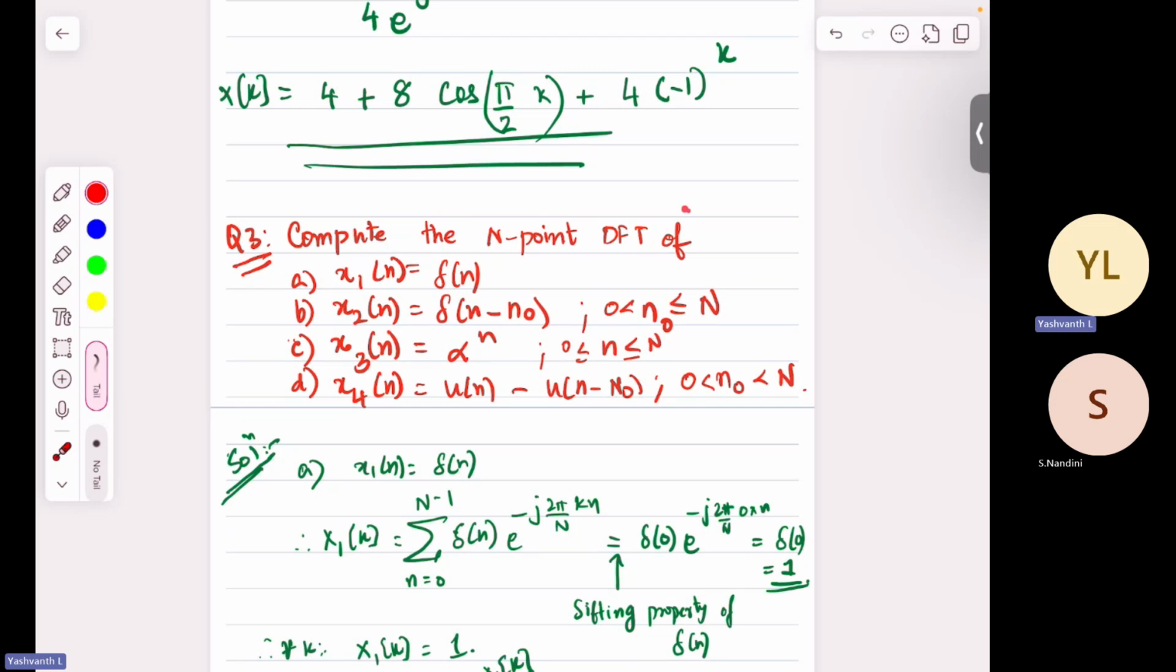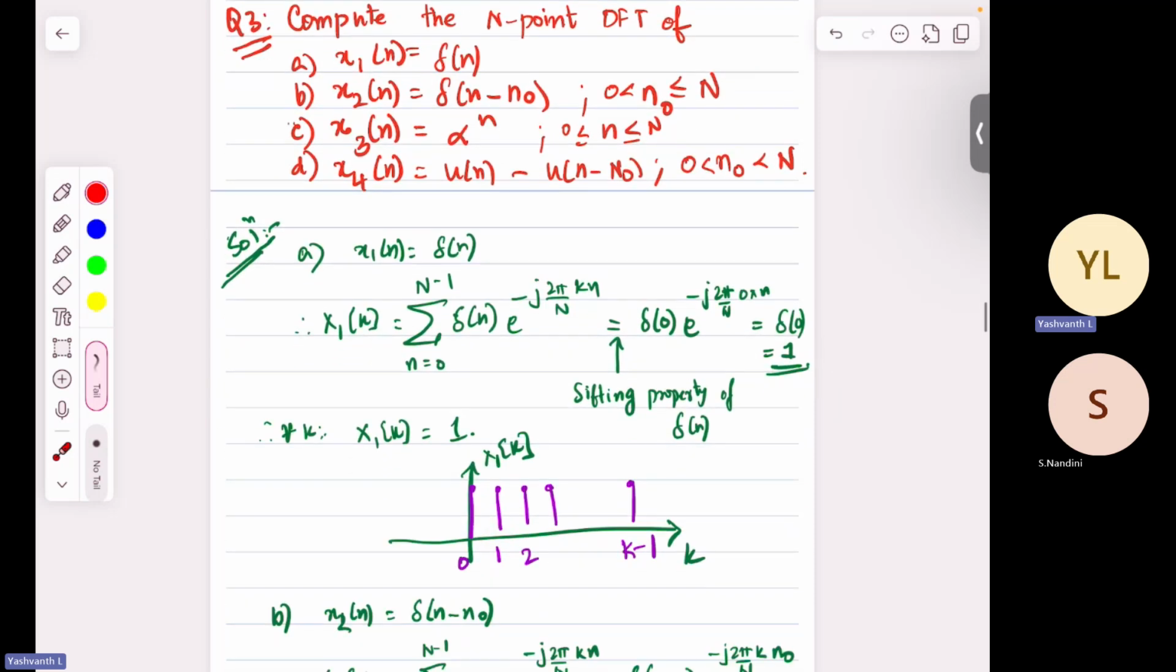The third question is: compute the N point DFT of the following 4 signals. x1 of n is delta of n, that is your usual impulse function. Second is x2 of n, which is delta of n minus n naught, where n naught is some number between 0 and capital N. x3 of n is alpha power n, where again n ranges from 0 to capital N. And x4 of n is u of n minus u of n minus n naught, where u of n is the standard unit step function. Basically n naught can range between 0 and N. These are the four signals for which we need to compute the DFT.